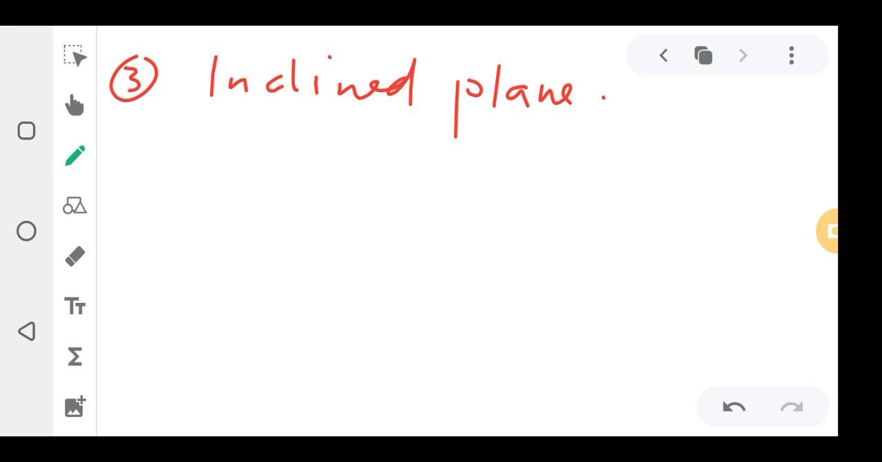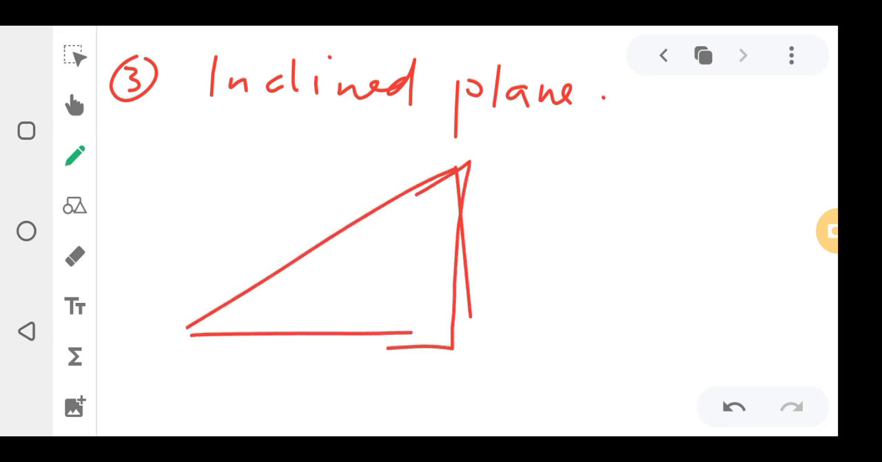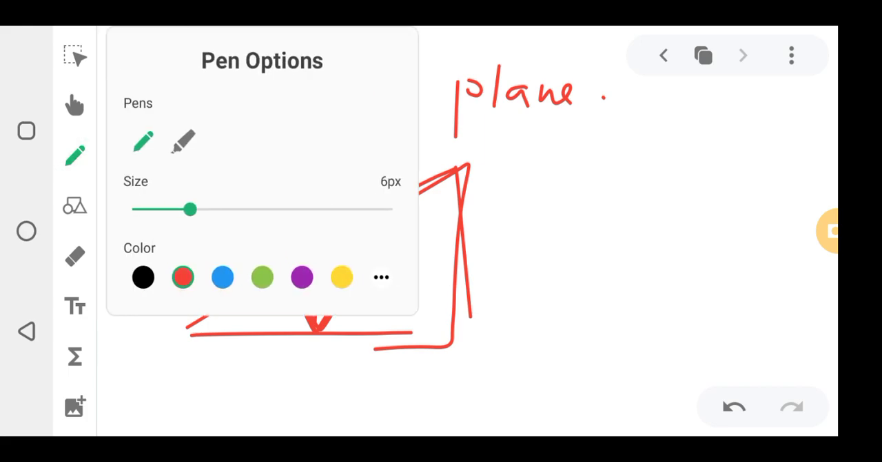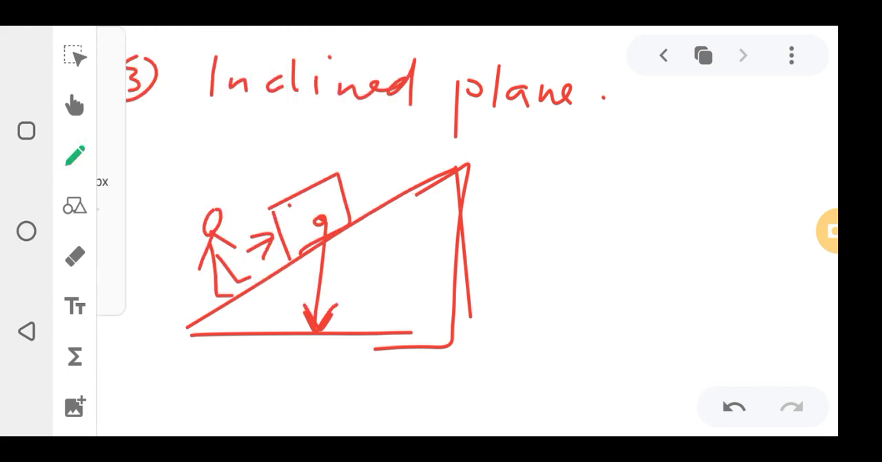Inclined plane, if they give you a plane that is like this, I think I've explained this type of plane. And then you put a box here, and you have a person on this side pushing this box. How much does this box weigh? Pointing downwards, this weight is, let's say, 10 newtons. And then you are pushing this with an effort of 2 newtons.